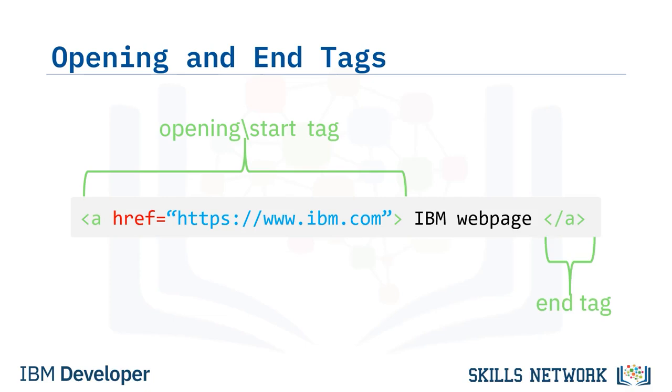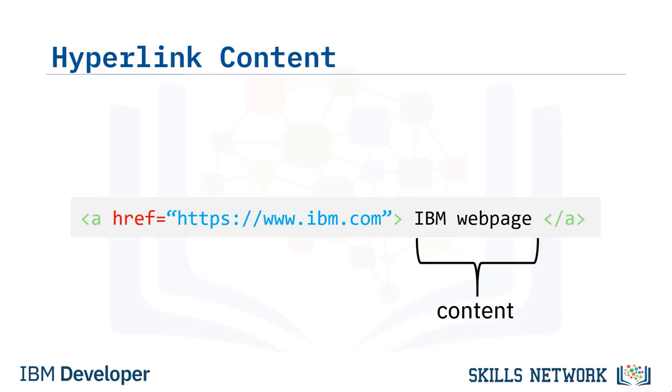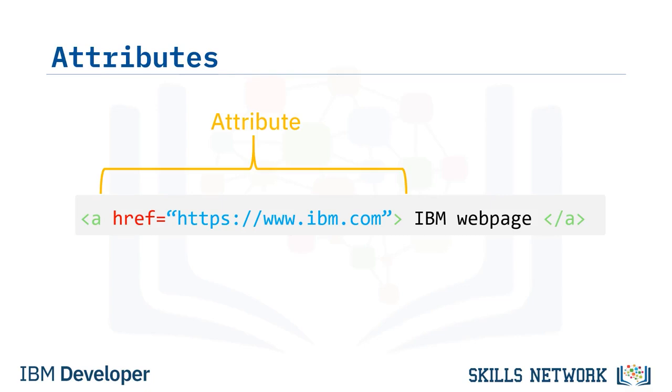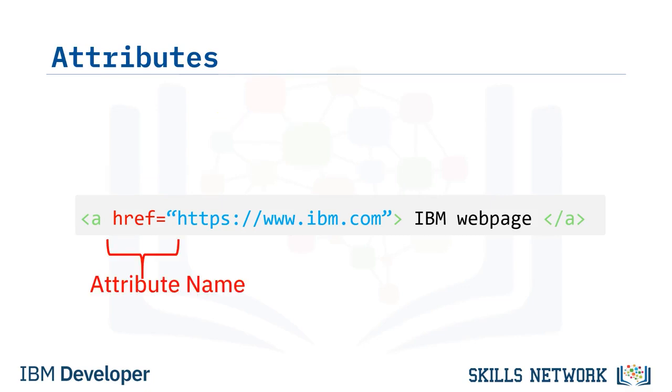This has the tag name preceded by a slash. These tags contain the content, in this case, what is displayed on the web page. We have the attribute. This is composed of the attribute name and attribute value. In this case, it is the URL to the destination web page.